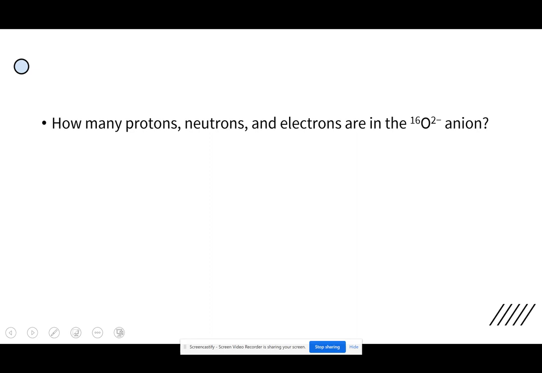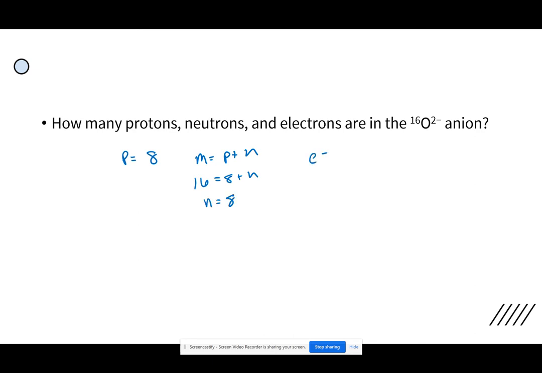So how many protons, neutrons, and electrons are in this oxide anion? I did put the mass number on top there because you really shouldn't use the periodic table to determine mass number. What's on the periodic table is called the atomic mass, which is different. So protons would be the same as atomic number, which for oxygen is 8. Neutrons is basically mass minus protons. I'll write it out. Mass is protons plus neutrons. So my mass is 16, so my neutrons is 8.